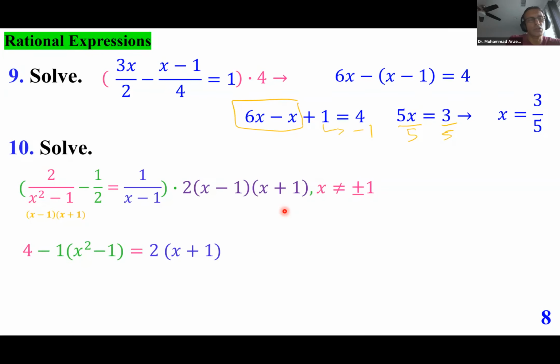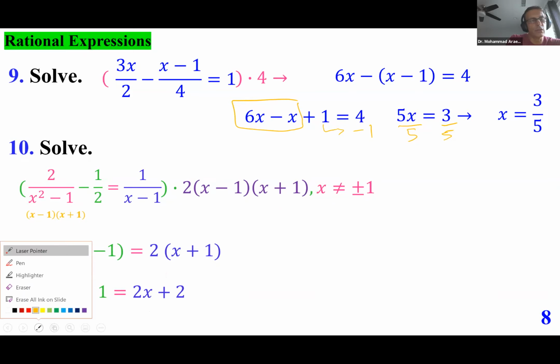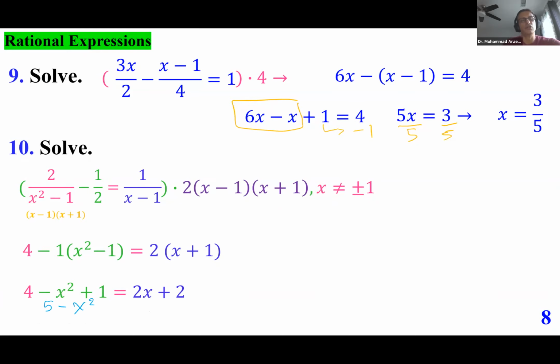We are going to distribute the negative 1 as well as 2 here. This gives us 4 minus x squared plus 1. This gives us 2x plus 2. Now we want to bring everything to the same side, and this becomes a quadratic equation we want to solve. First, notice we have 5 minus x squared on the left.